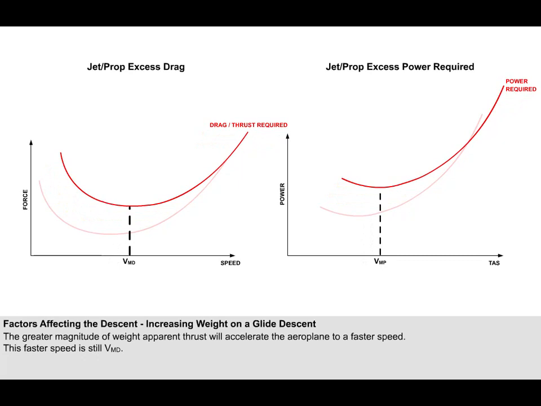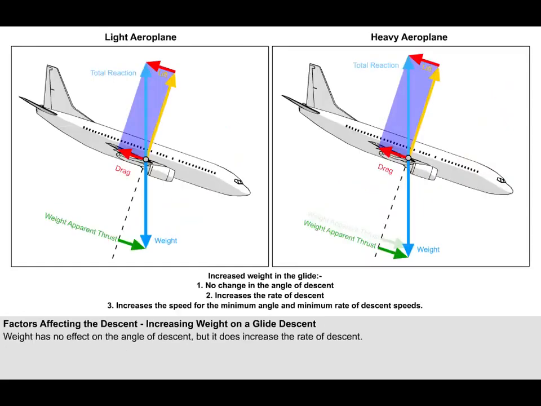Remember that this has the effect of increasing the speeds. Therefore, with higher weights, VMD, the speed for minimum angle of descent, and VMP, the speed for minimum rate of descent, will both increase. In summary, therefore, weight has no effect on the minimum angle of descent, but it will increase the speed along that descent gradient, and therefore it will increase the rate of descent.